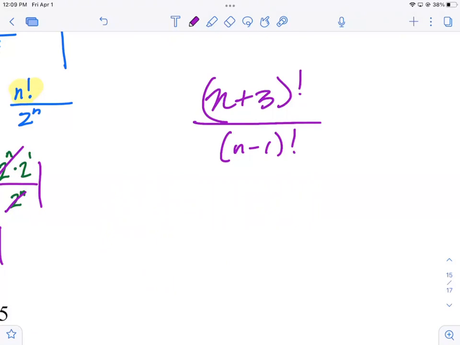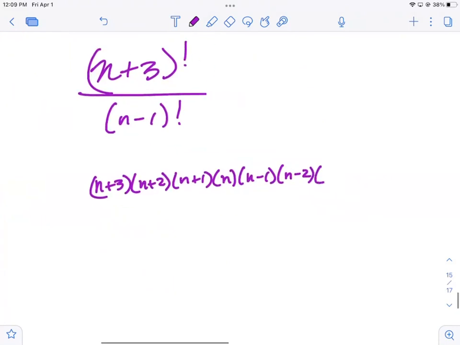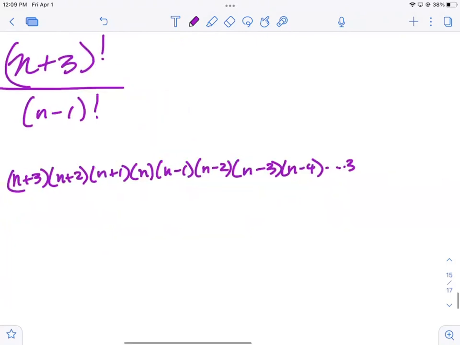N plus 3 is larger. So I'm going to write the top as n plus 3 times n plus 2 times n plus 1 times n plus 0 times n minus 1 times n minus 2, and so on and so forth, times n minus 3 times n minus 4 times ... times 3. We're eventually going to hit 3 times 2 times 1. That's what that means, okay?